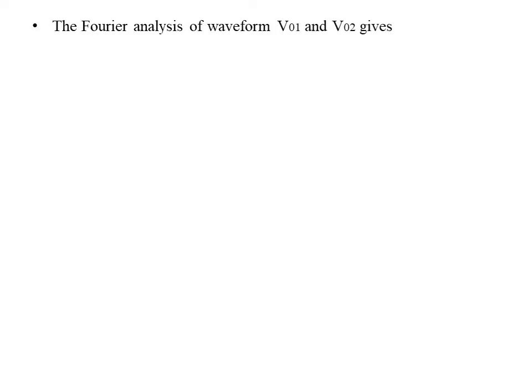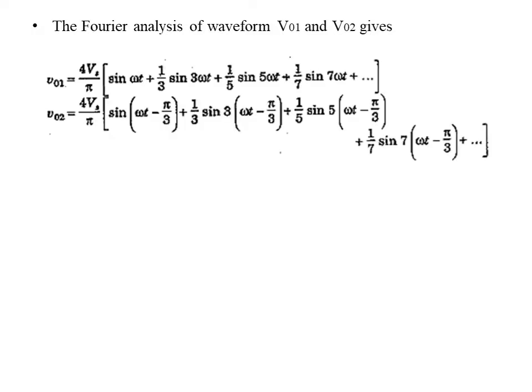The Fourier analysis of waveforms V01 and V02 gives V01 equal to 4 Vs divided by pi into sine omega t plus 1 by 3 sine 3 omega t plus 1 by 5 sine 5 omega t plus 1 by 7 sine 7 omega t, and so on.